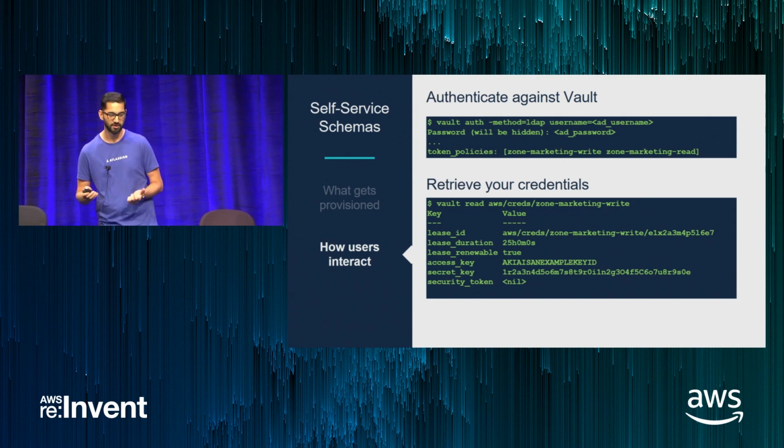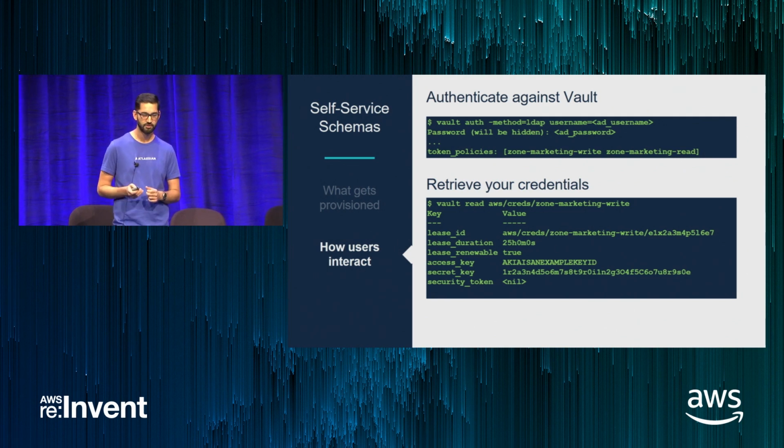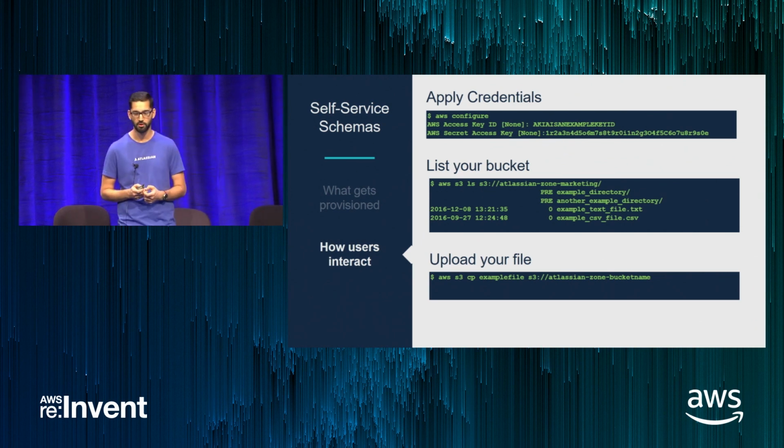So this is pretty much how it works. A user would sign in with their LDAP authentication. They pick the policy that they want to use. So in this example, we have a zone marketing write and a zone marketing read. And then they can read those credentials for that policy. They can then use it for whatever they want, really. So in this example, they're basically listing an S3 bucket and then uploading files to that S3 bucket.